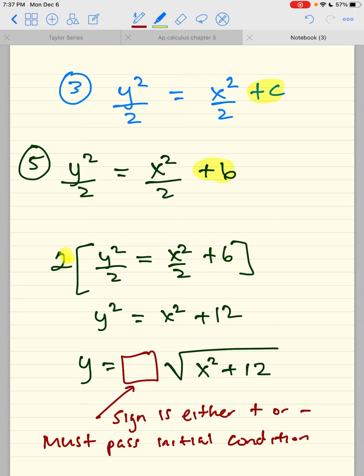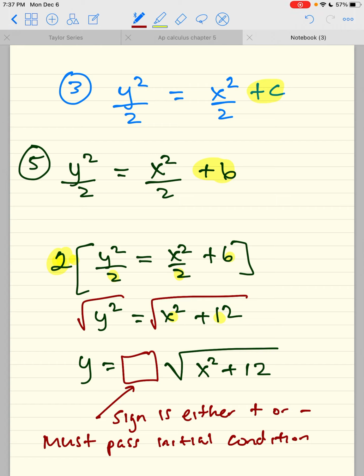So I'm going to multiply everything out by 2. So this 2 hits this 2, it cancels out. This 2 hits this 2, it cancels out. This 2 hits this 6, and there's a 12. You're going to now have to take the square root. So I took the square root on both sides. And there's one huge problem.